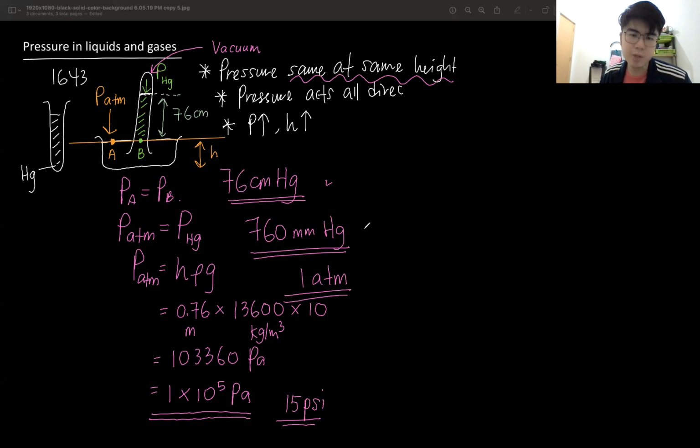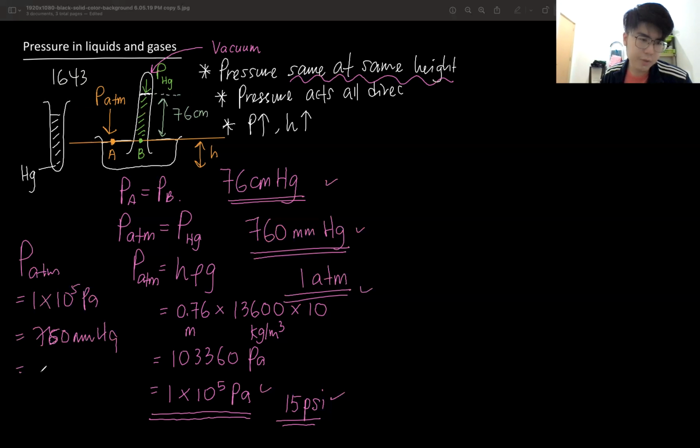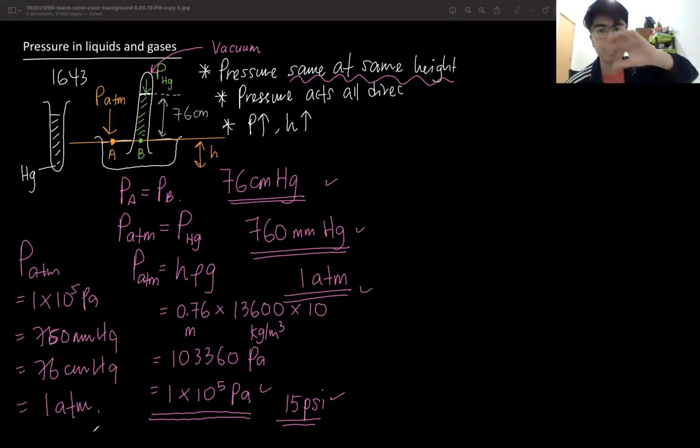All of these, 1, 2, 3, 4, 5, are the units for atmospheric pressure. So I will write it here, P atm equals 1 times 10 power 5 Pascal, 760 millimeter Hg, 76 cm Hg, or 1 atm. Which one to use? Depending on your question of calculation. If the question is given in Pascal, you use Pascal. If given in cmHg, you use cmHg.